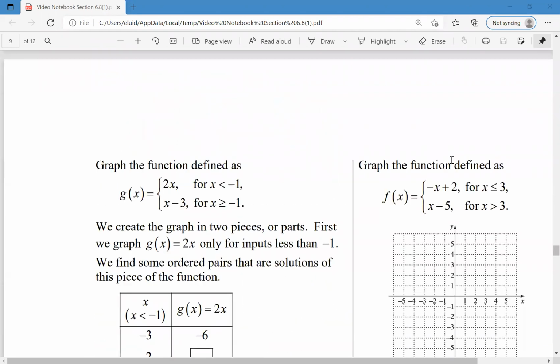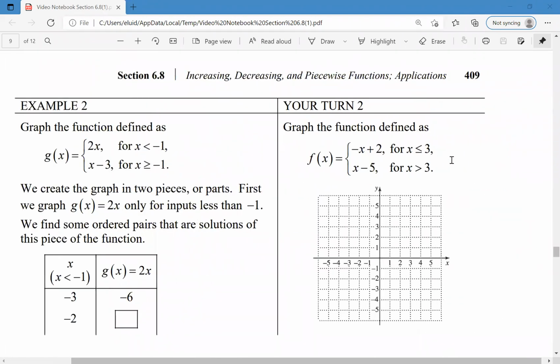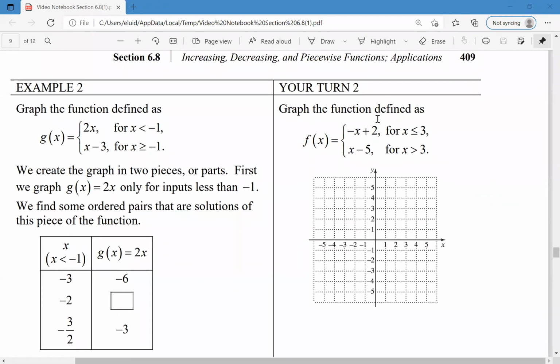Okay, let's try the Your Turn. Here's what I mean by using slope. Let me attempt to show you that. Graph the function defined as f of x equals -x plus 2 for x less than or equal to 3, and x minus 5 for x greater than 3.